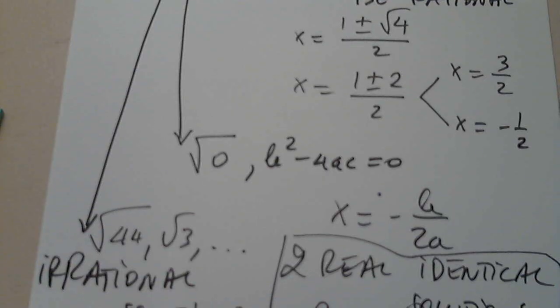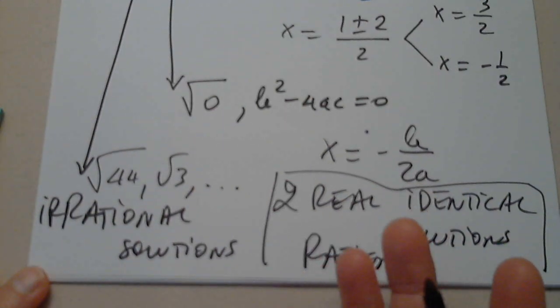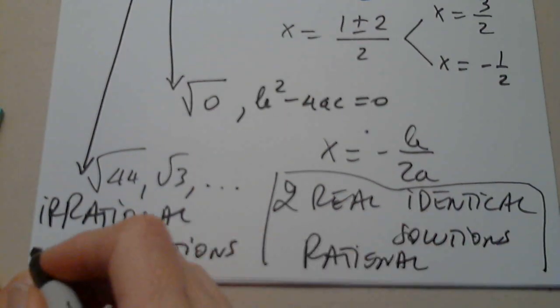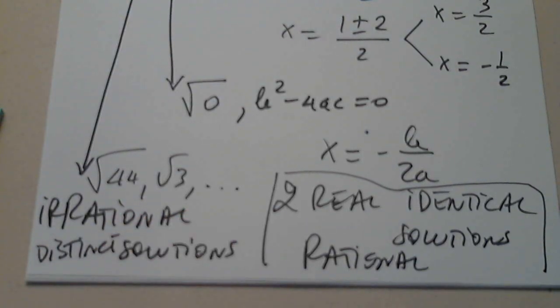And what is the last option? Well, when I cannot take the square root of 44, or of 3, or of 11, or of 7, then the solutions would be two distinct irrational solutions. I'm going to put distinct. They're not going to be the same. Not identical. Distinct irrational solutions.